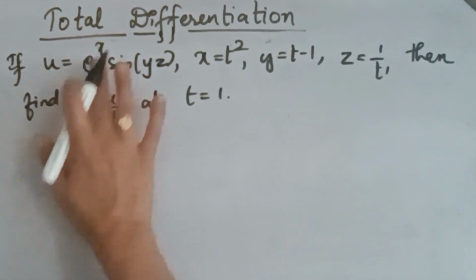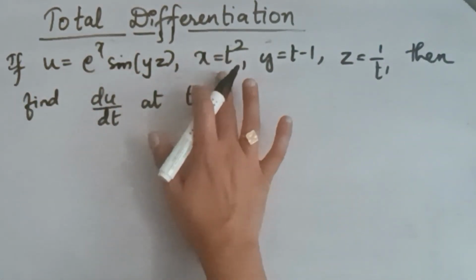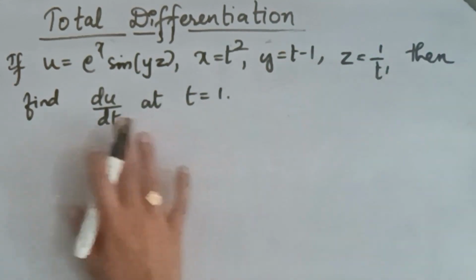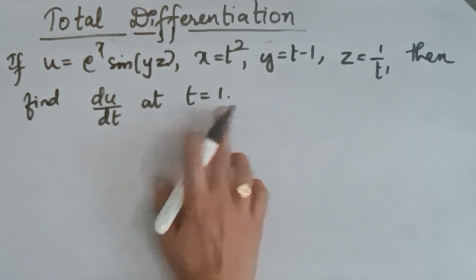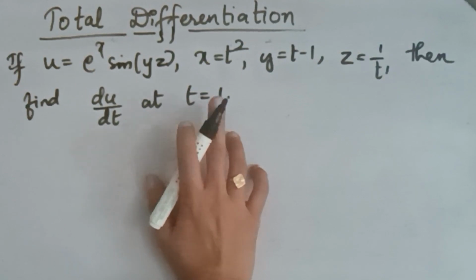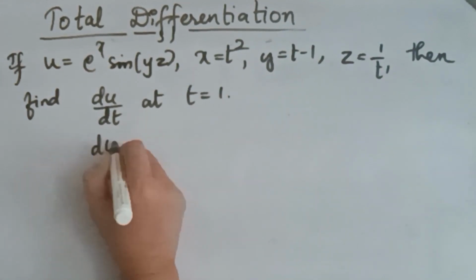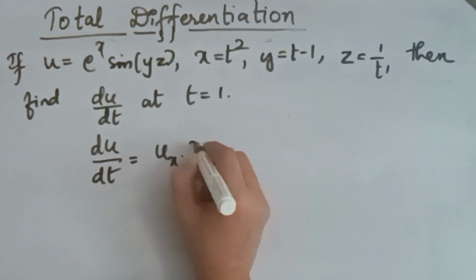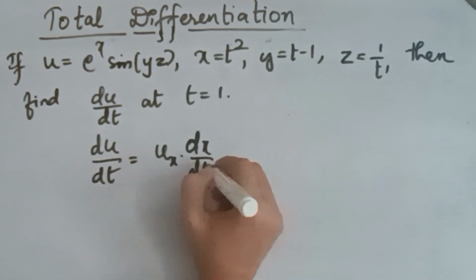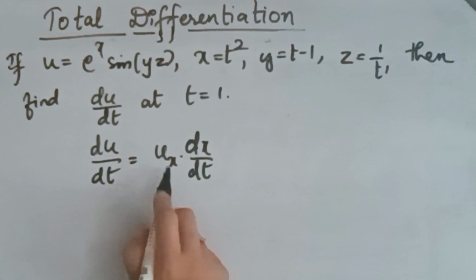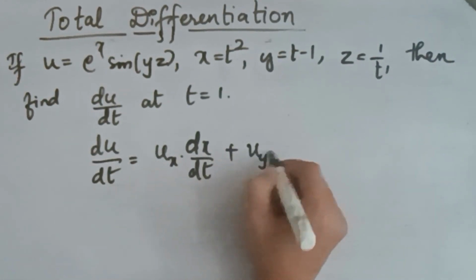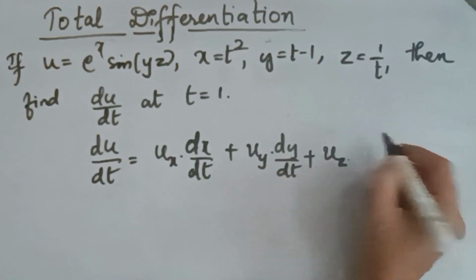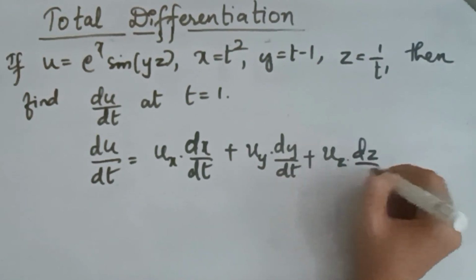If u equals e^x sin(yz), where x is t², y is t − 1, z equals 1/t, then you have to find du/dt at t = 1. They have specified a point here. So first write du/dt equals u_x into dx/dt, I'll write u_x instead of ∂u/∂x, plus u_y into dy/dt plus u_z into dz/dt.